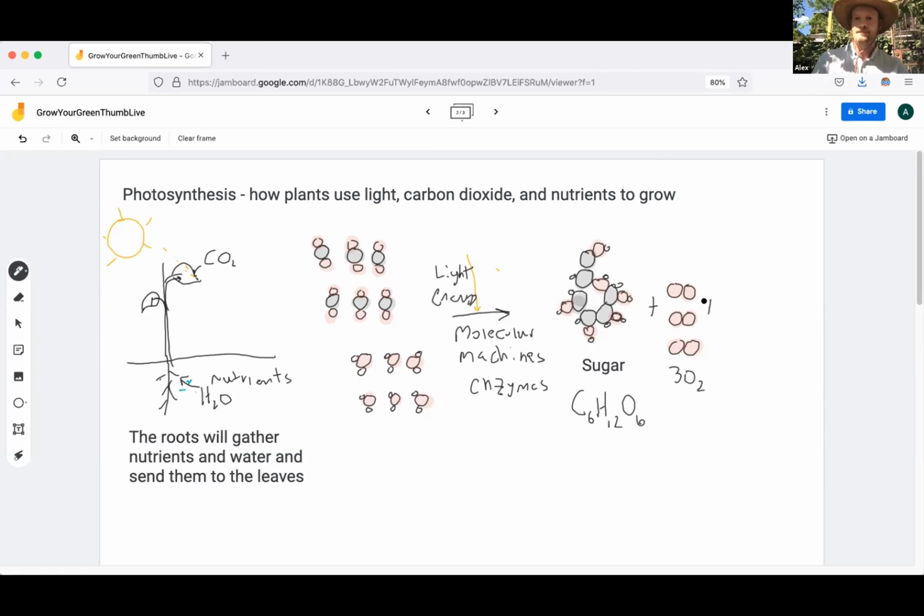Okay. And then after all this rearrangement, we're also going to end up with 6 waters like what we started with here. So there's 2. And I'll color these in red here.